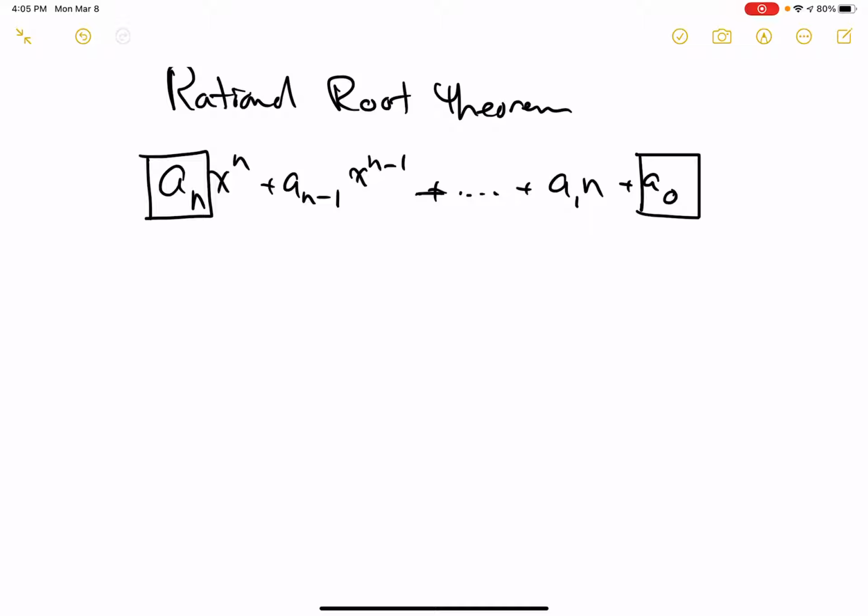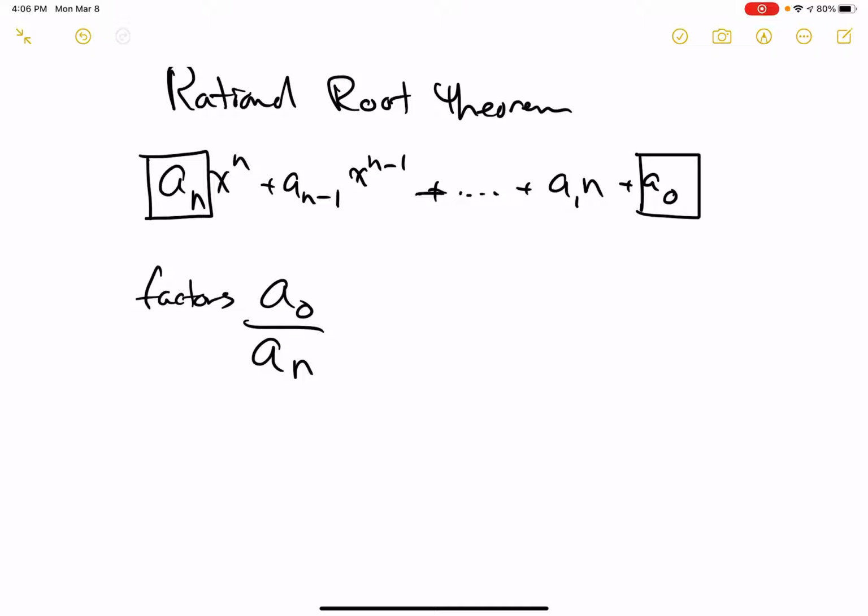Okay? And the rational root theorem says that you're going to take all of the factors of a sub 0 and divide them by all of the factors of a sub n. And you can take the positive and negative of every single one of those factors, and those are the only ones that will work in the box as potential factors. So this gives you a list of potential factors that you can pick from.